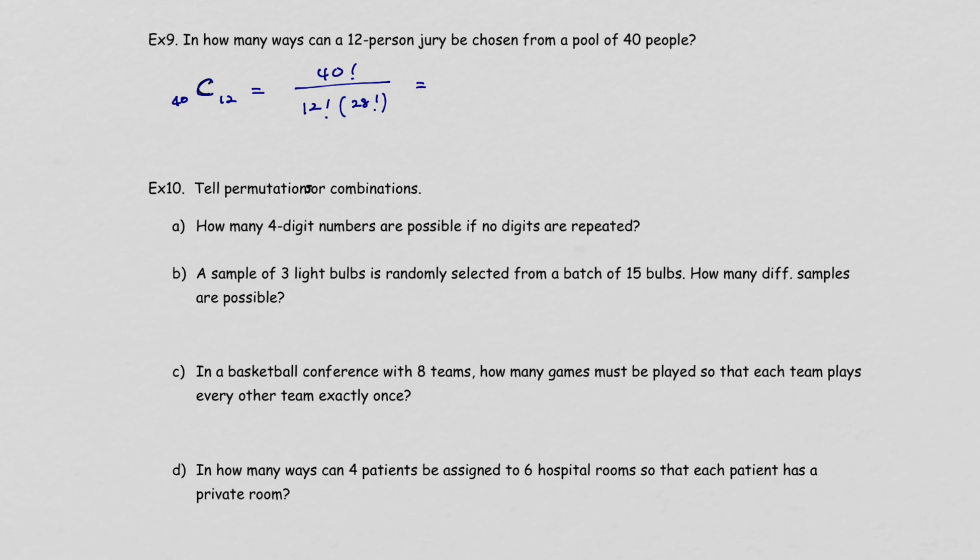And this gives you pretty large numbers. As you can see, you're picking 12 out of 40. These are big numbers. And when you plug it into the calculator, you get these numbers.